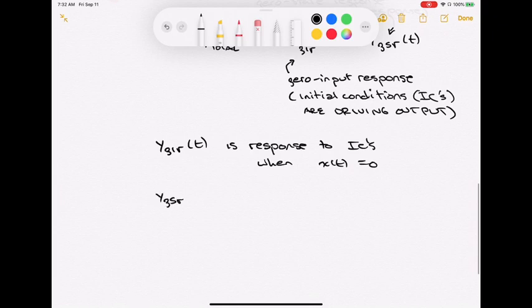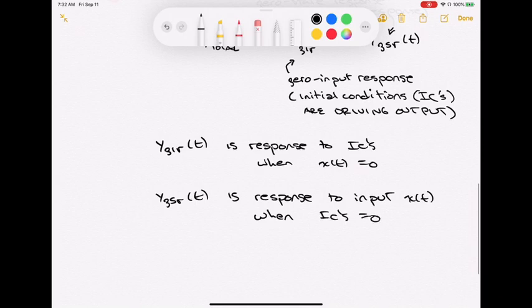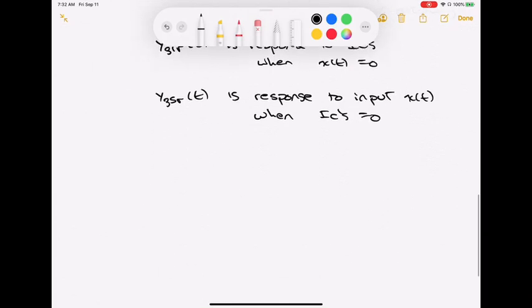Y zero state response of t is the response to the input x of t when the initial conditions are equal to 0. So internal energy equal to 0 and apply the energy through the input, something along those lines. So back to our solution.